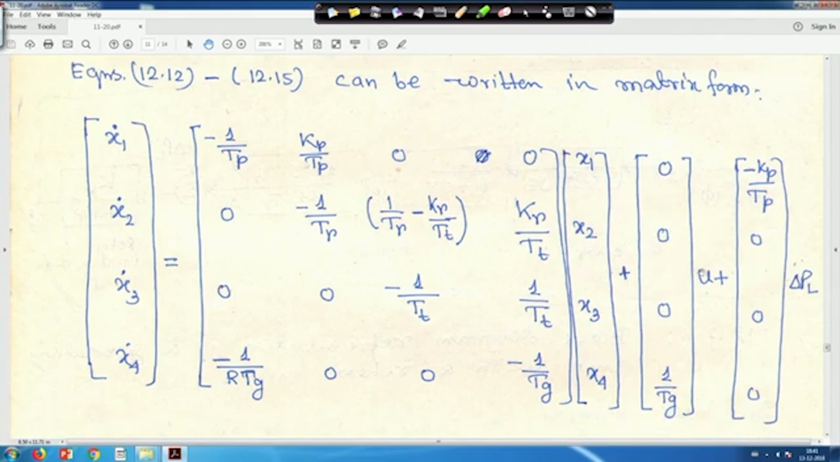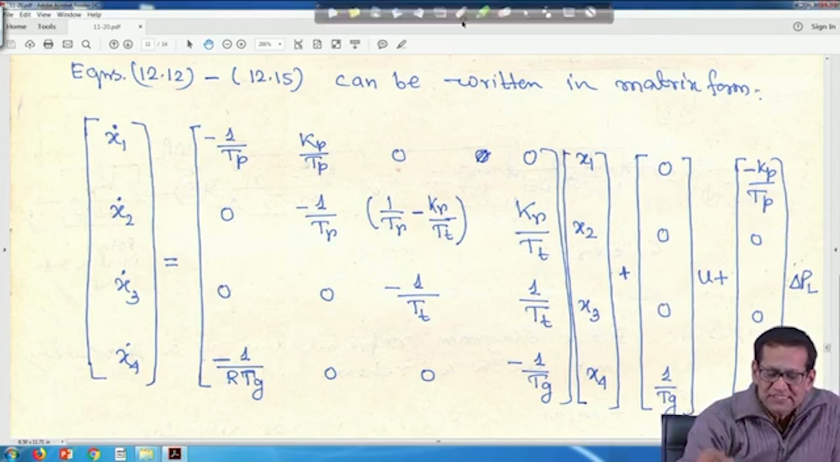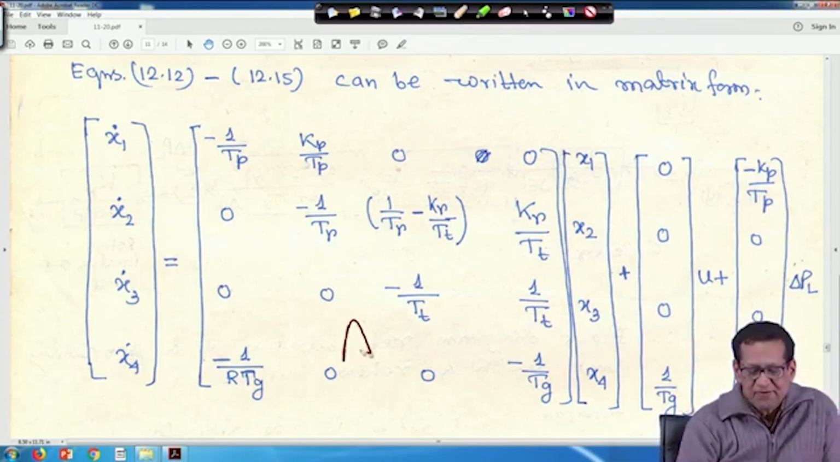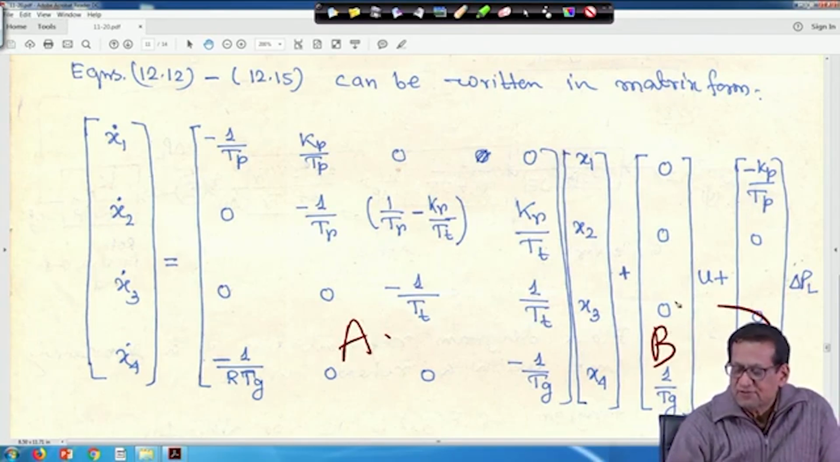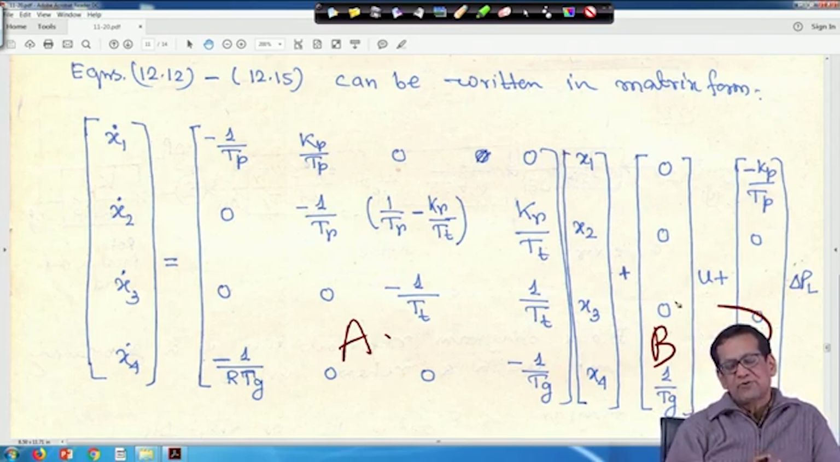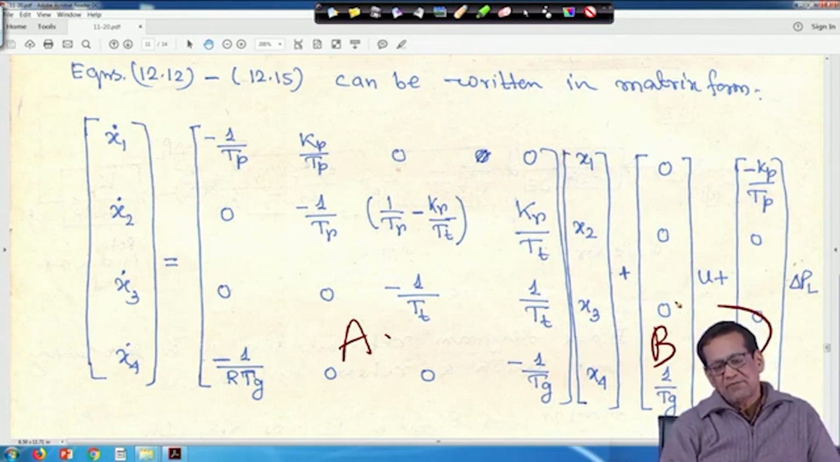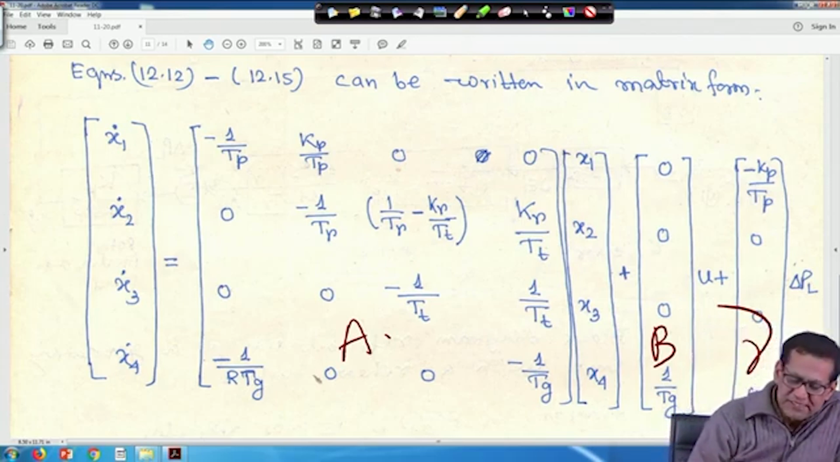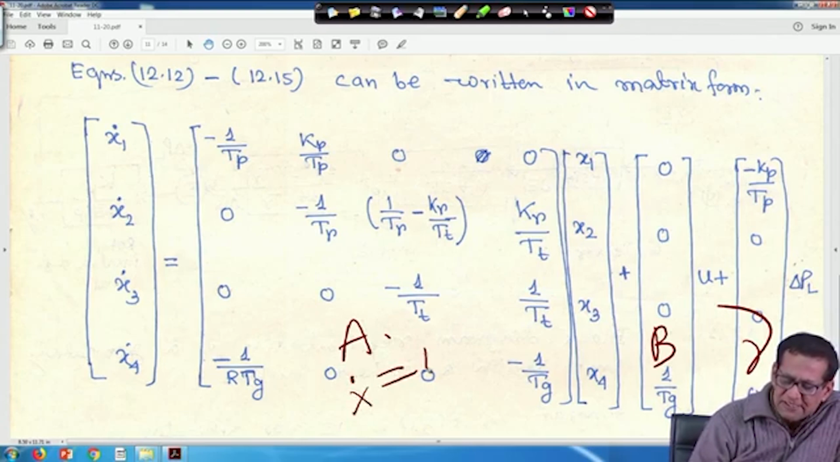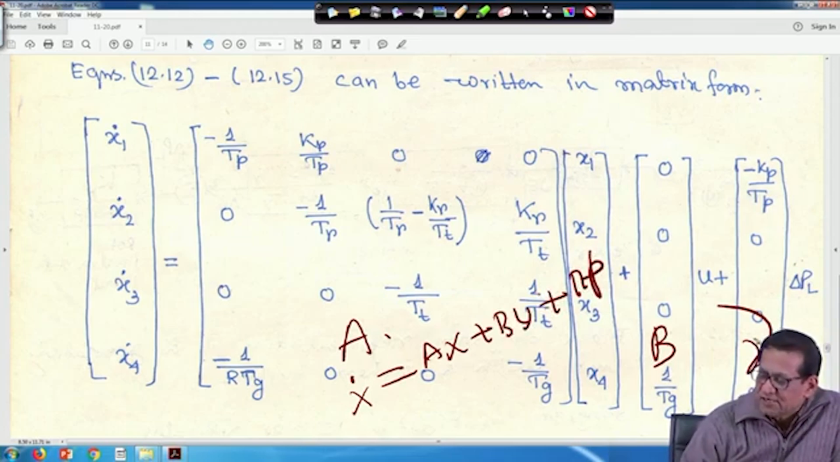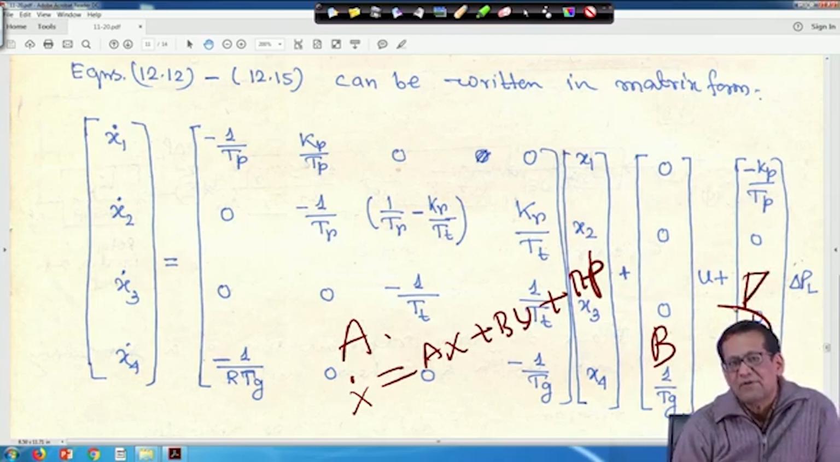This is actually a 4 into 4 matrix multiplying x1, x2, x3, x4, plus the input terms. In the first three equations no u is present, so only the last one is there, that is 1 upon Tg u. And delta PL is present only in the first equation, not in the others. So it is all 0 0 0, this is also 0 0 0, and this is 1 upon Tg. This matrix we call A, this is B, and this we call gamma. So A is a 4 into 4 matrix, B is 4 into 1 and gamma is 4 into 1. The equation can be written in this form, x dot is equal to Ax plus Bu plus gamma p.